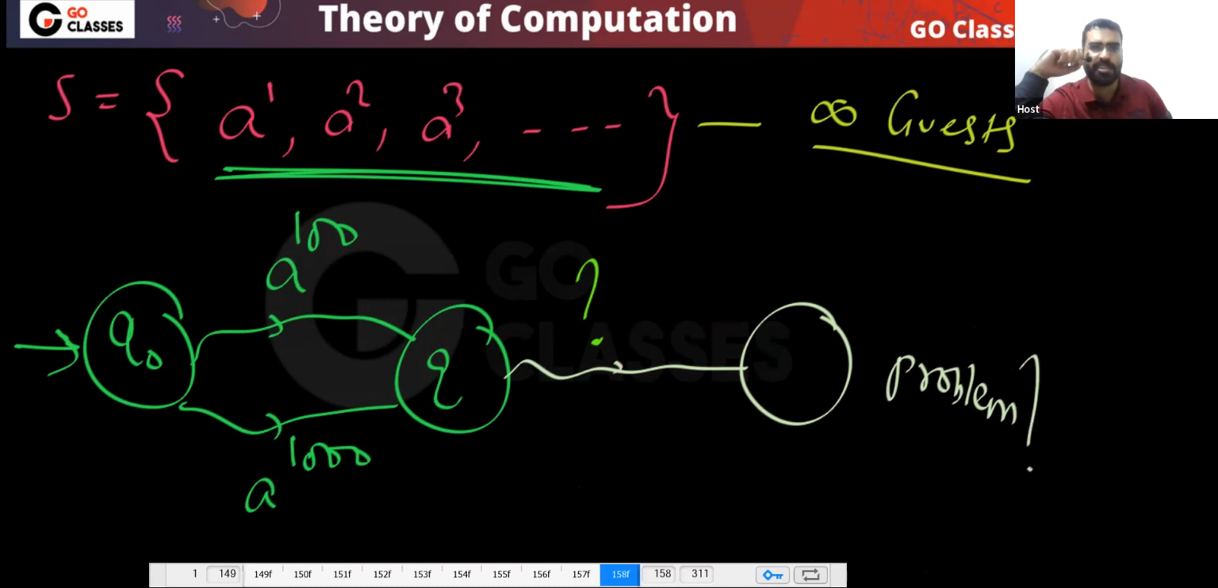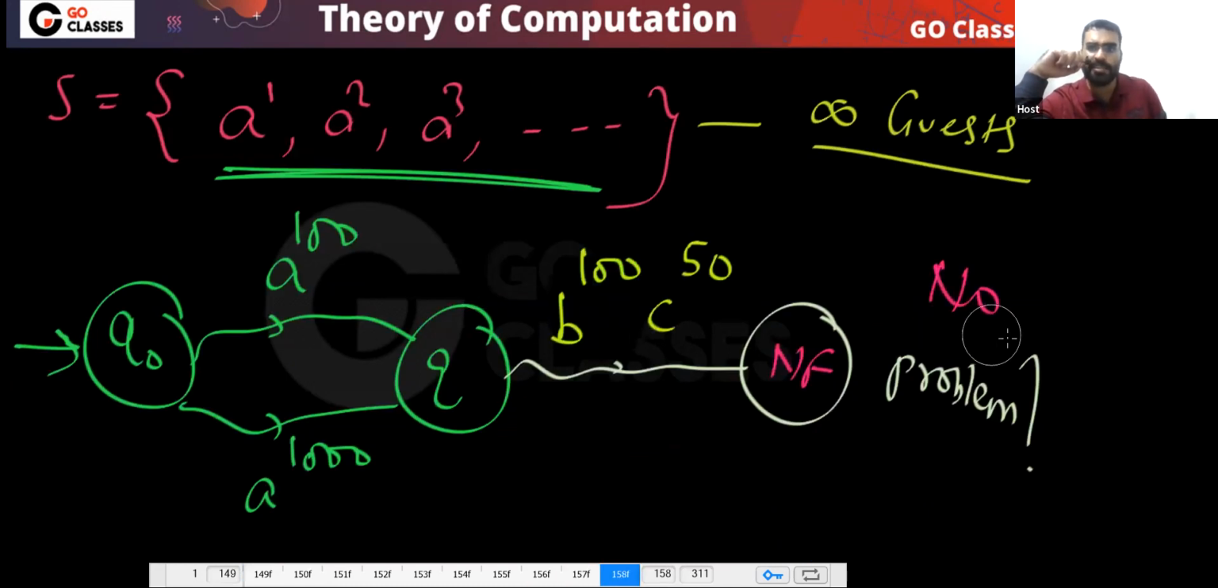In this situation, whatever extension you take, for example, if I take this extension, then I can go to non-final state. Yes or no? No problem. If I take another, again there is no problem here. I can simply go to non-final state.